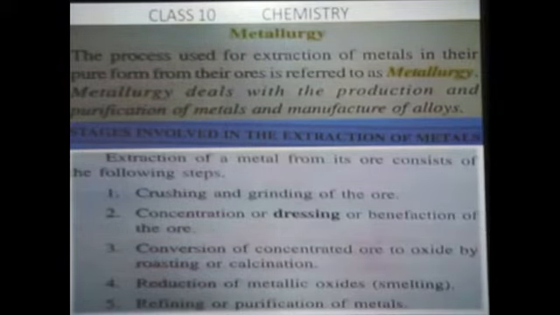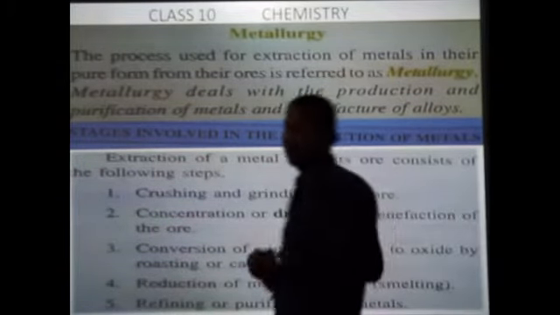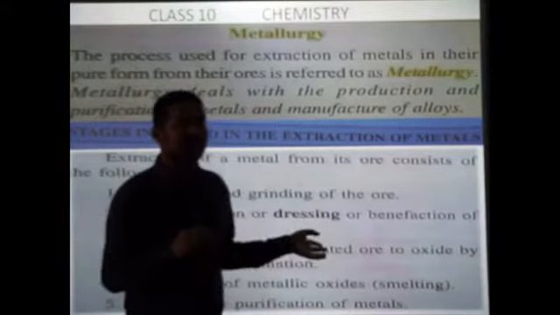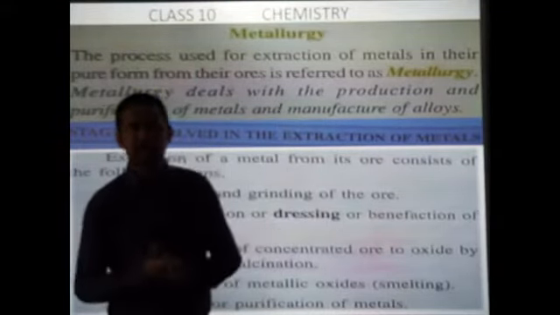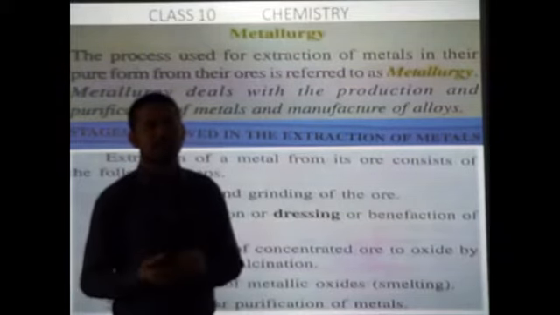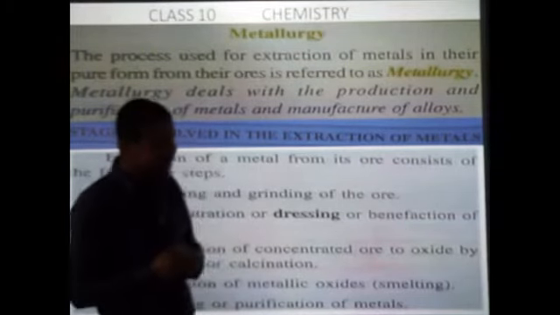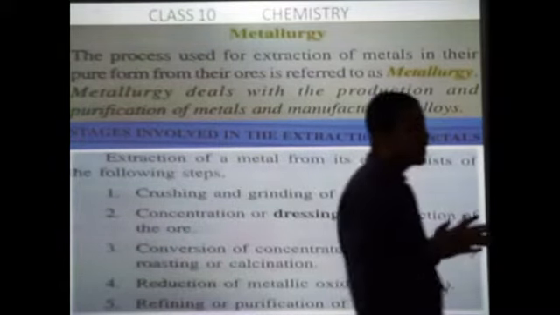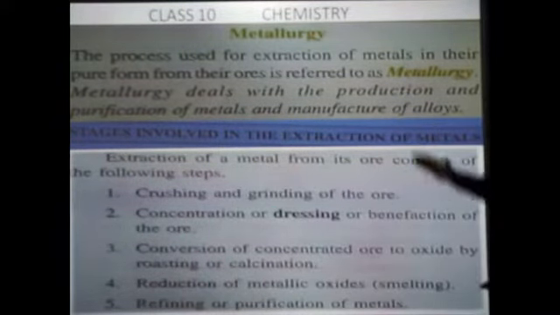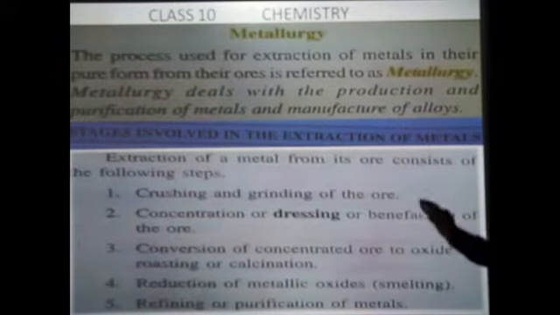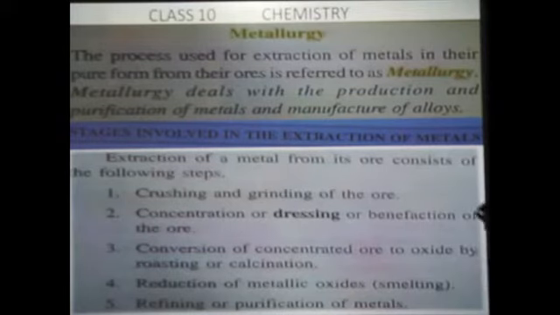And number 5, refining or purification of metals. The metal we get by reduction of the oxide also has some impurities, and these impurities can be separated in the process called refining. This is the way extraction of metals is done. We will see this in detail.